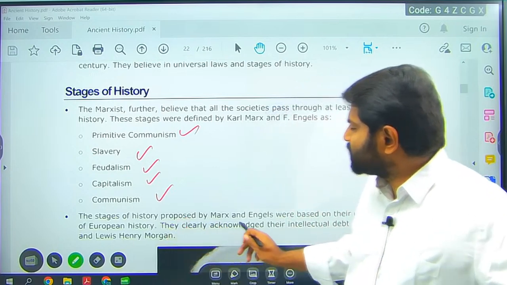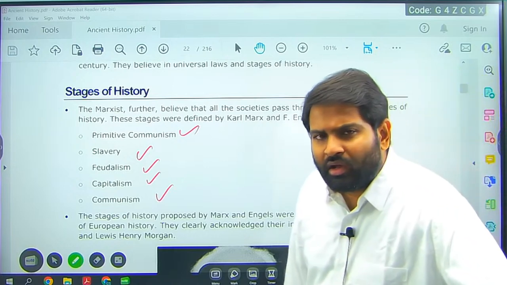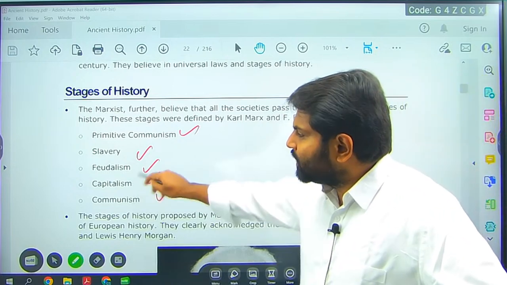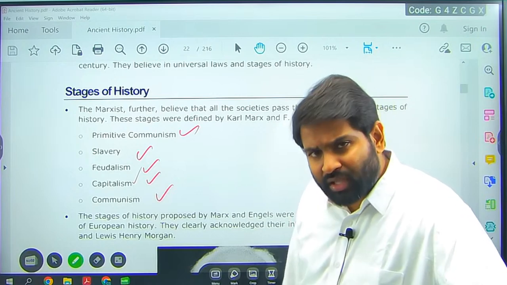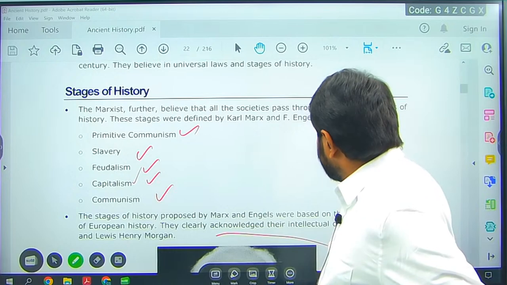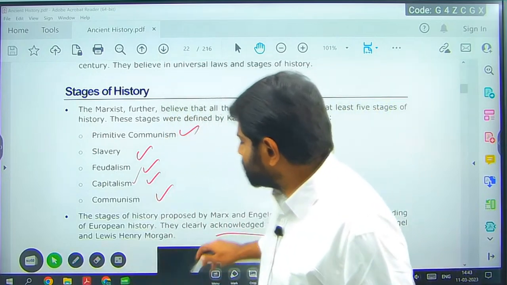The stages of history proposed by Marx and Engels were based on their understanding of European history. So when they spoke about capitalism, there was no industrialism even in India. We were still facing feudalism then. Zamindars used to be there. They clearly acknowledged the intellectual debt of Hegel and Lewis Henry Morgan.